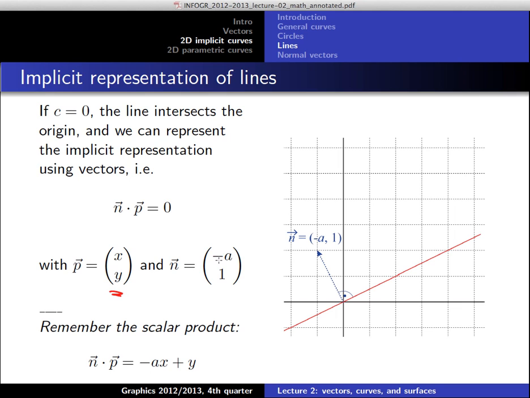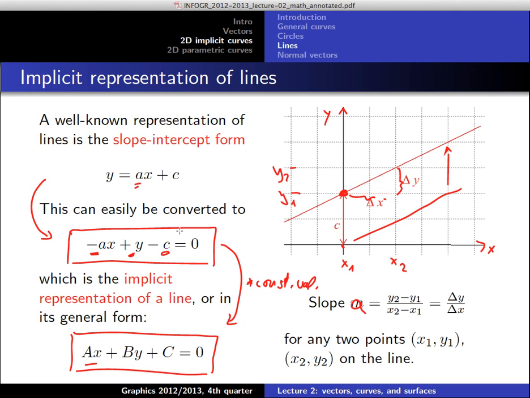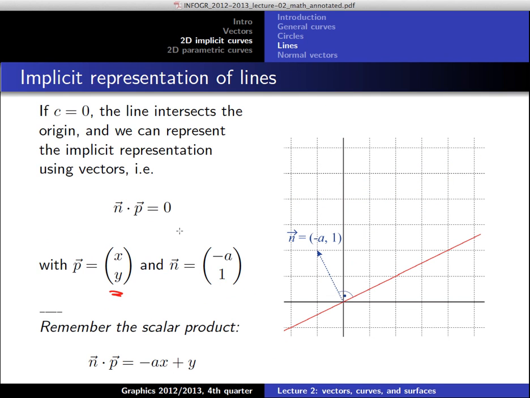Because if you put those into the scalar product, you will see that you will get exactly this equation here. So if this equation equals 0, it's exactly the same as if this equation equals 0. Now, of course, I said we want to describe it in vectors because we do everything in vectors in graphics, but especially in this case, this vector is also very useful, and that's one of the major reasons why the implicit representation of lines is so important in graphics, because this vector has a very unique characteristic. It is namely a normal vector to the line.